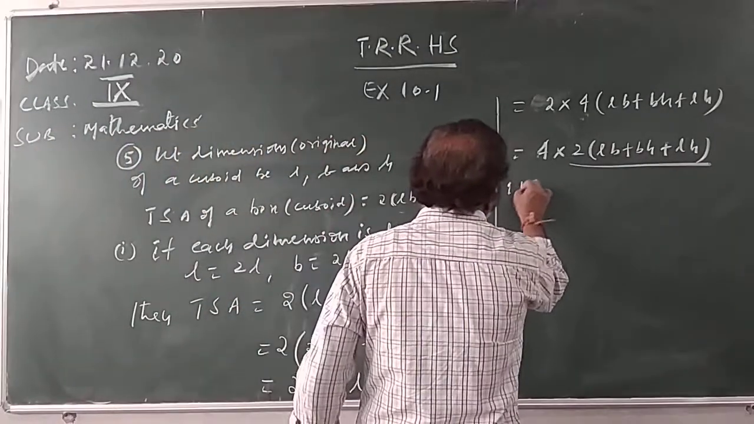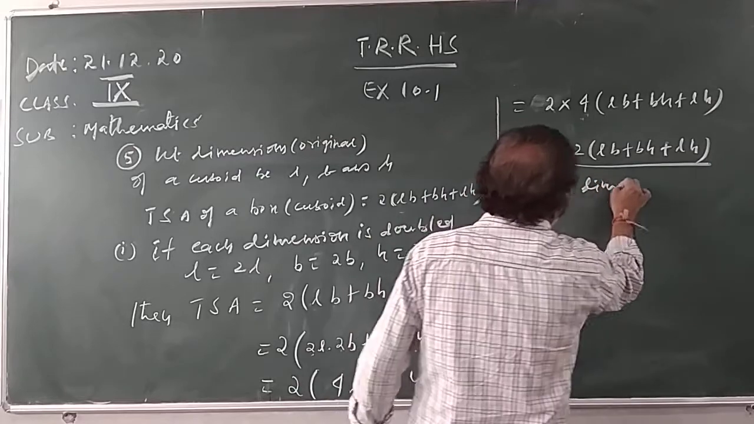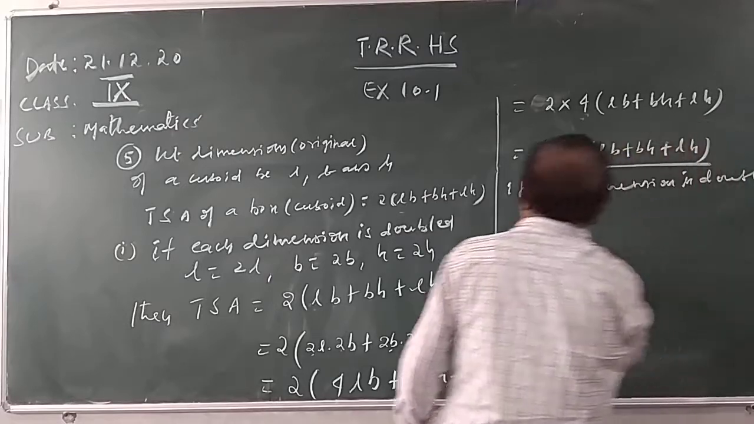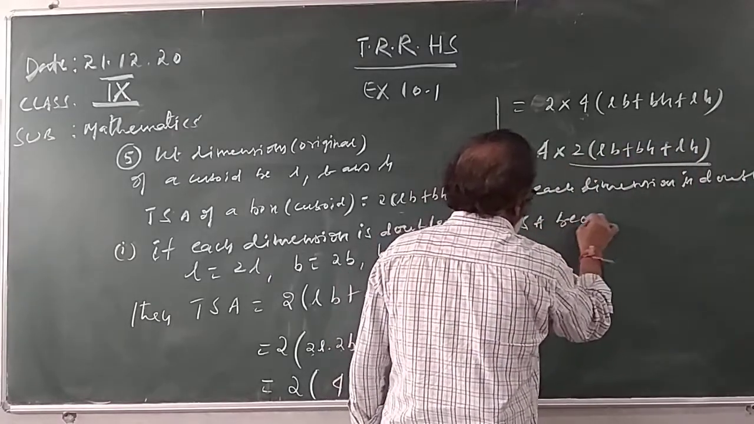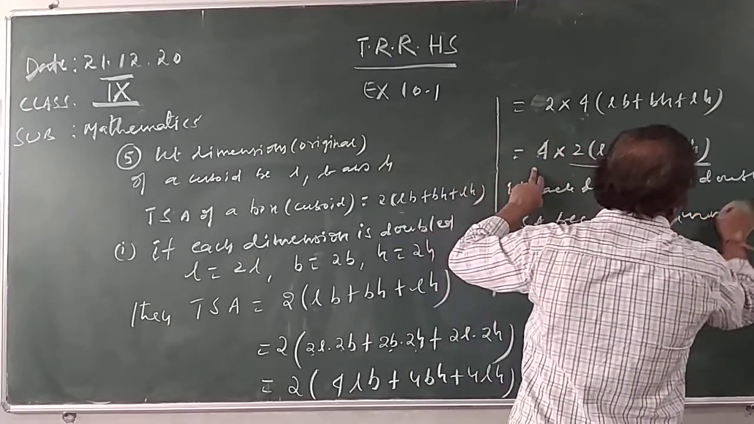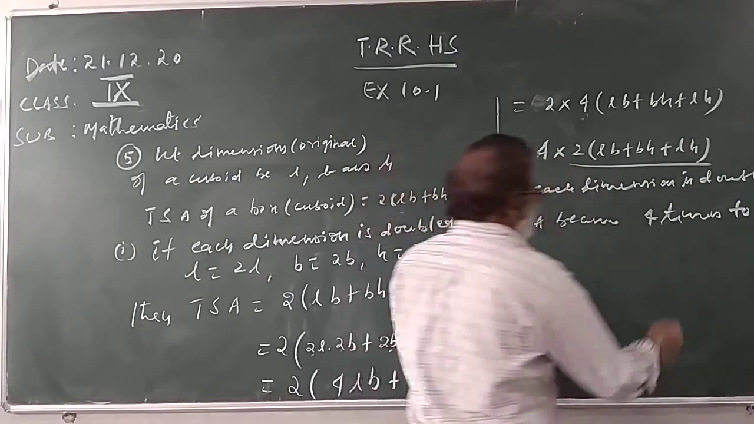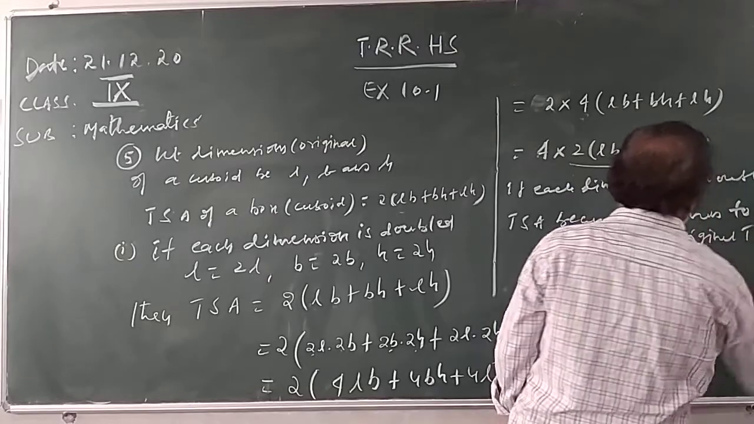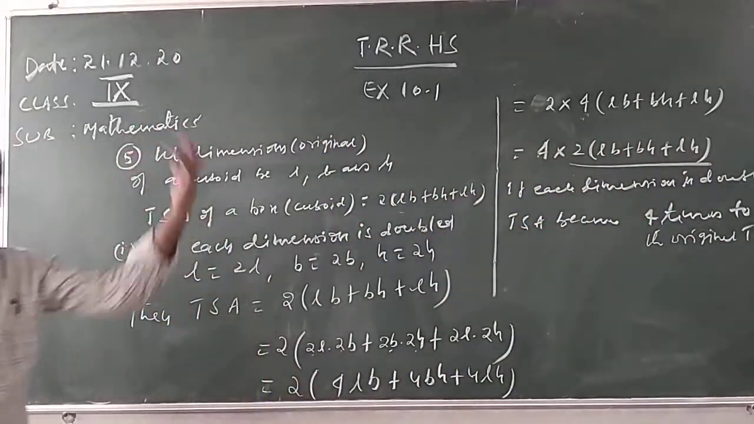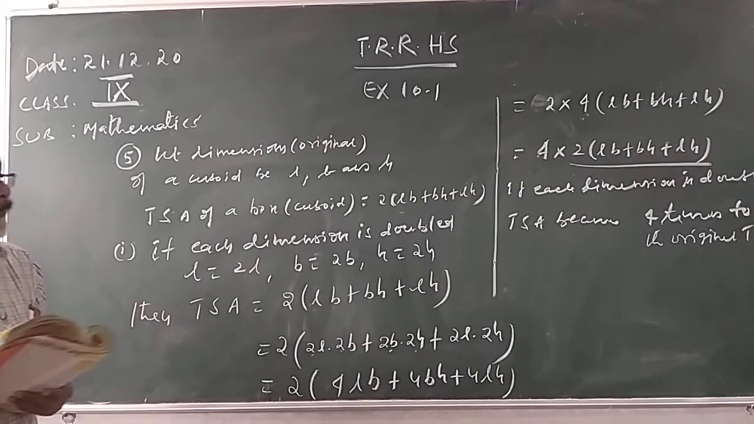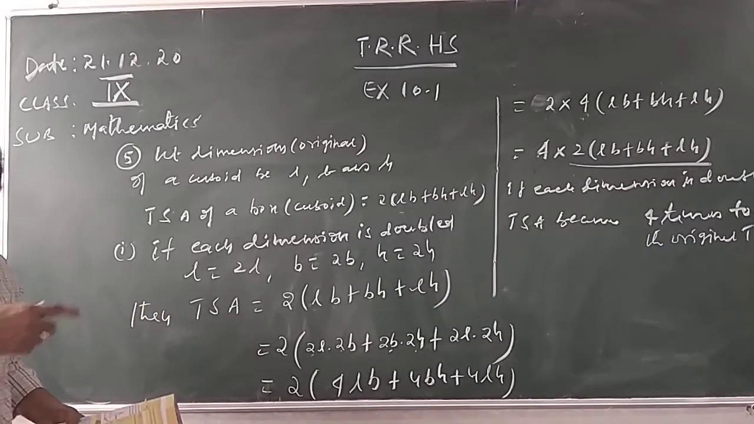So if each dimension is doubled, TSA becomes 4 times the original TSA. So each dimension is doubled, the TSA becomes 4 times the original. Similarly, each dimension is tripled. I hope you clearly understood, children.